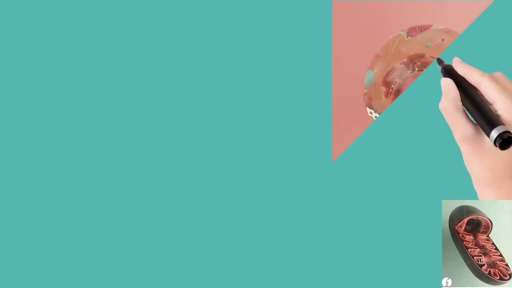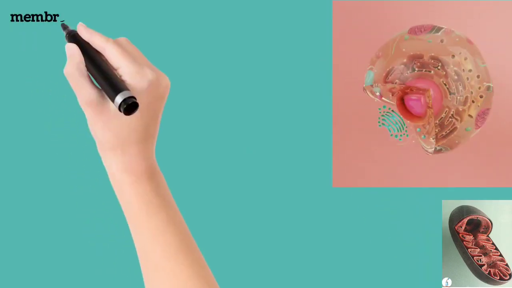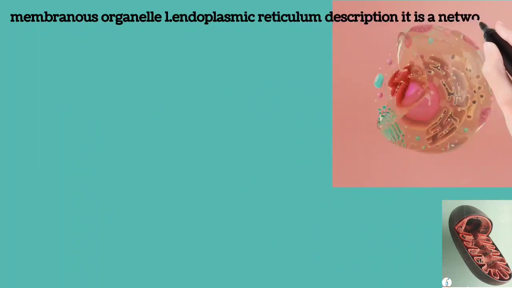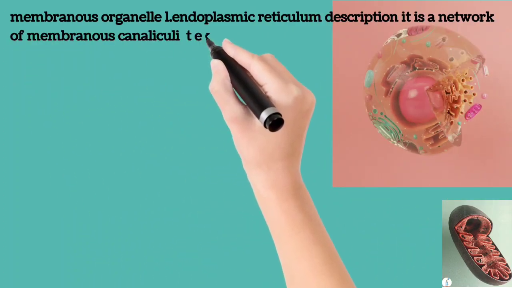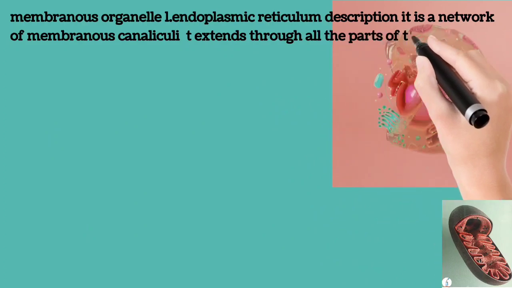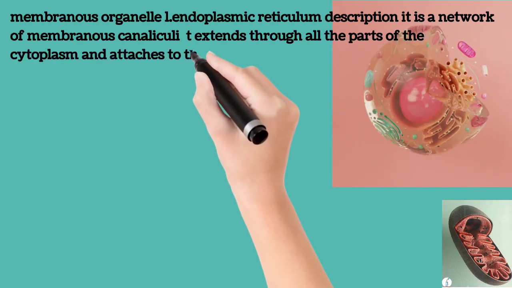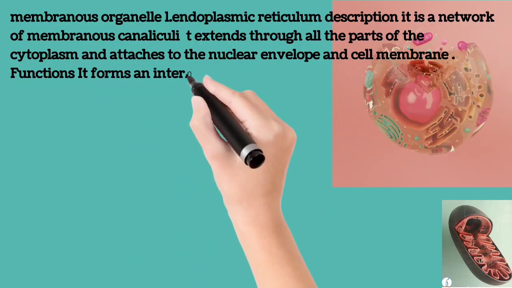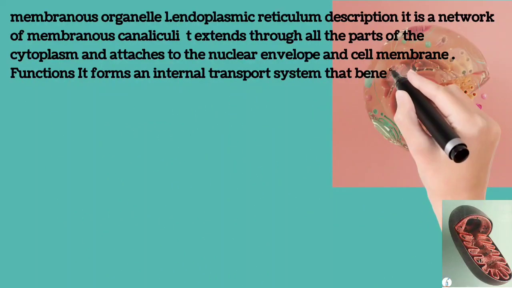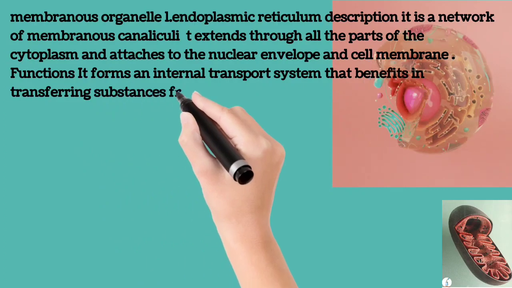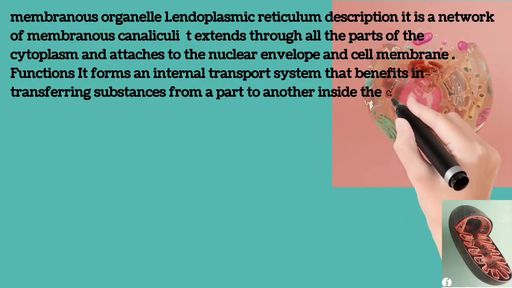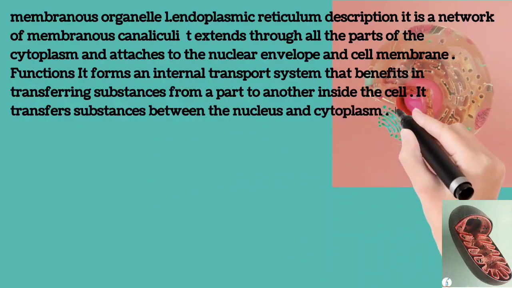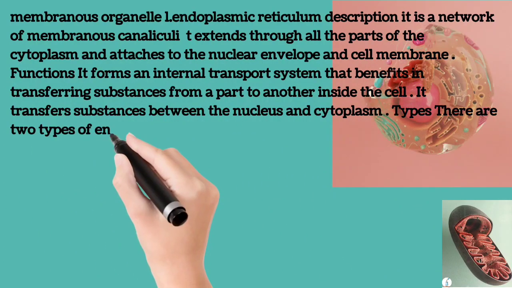Membranous organelle 1: endoplasmic reticulum. Description: it is a network of membranous canaliculi. It extends through all the parts of the cytoplasm and attaches to the nuclear envelope and cell membrane. Functions: it forms an internal transport system that benefits in transferring substances from one part to another inside the cell. It transfers substances between the nucleus and cytoplasm.